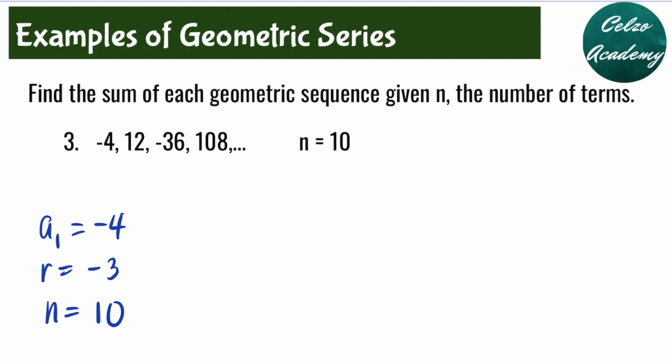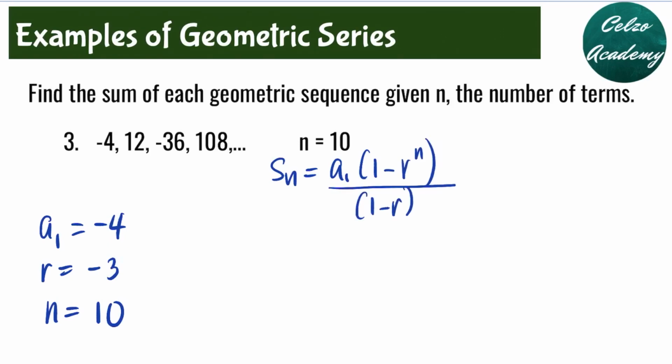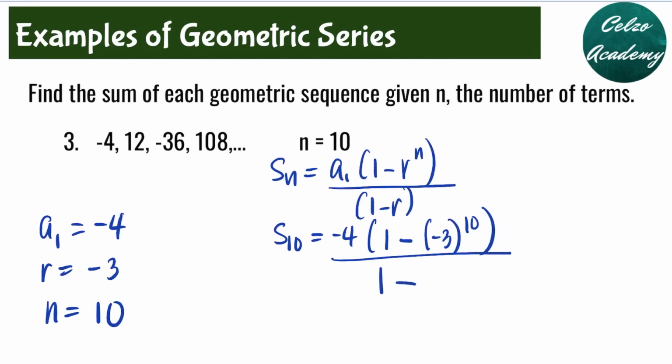Since n is equal to 10, this problem means we need to find the sum of the first 10 terms of this geometric sequence. So we need to use the formula S sub n is equal to a sub 1 times 1 minus r to the n all over 1 minus r. n is 10, so we have S sub 10. Our a sub 1 is -4. 1 minus common ratio is -3 to the 10th power all over 1 minus -3, and that becomes plus 3.